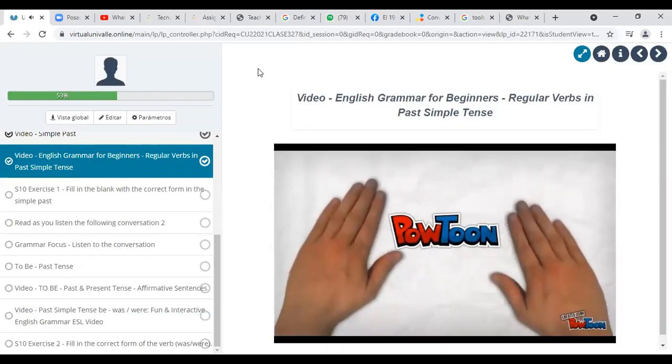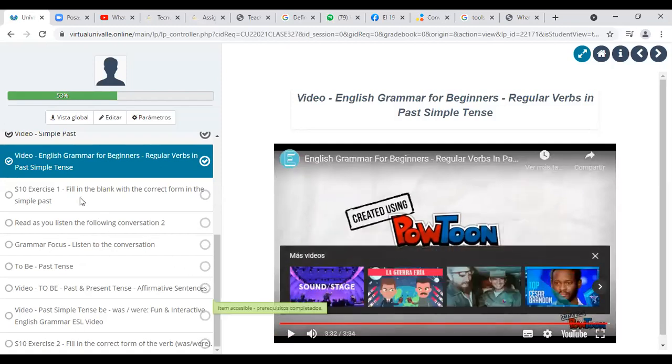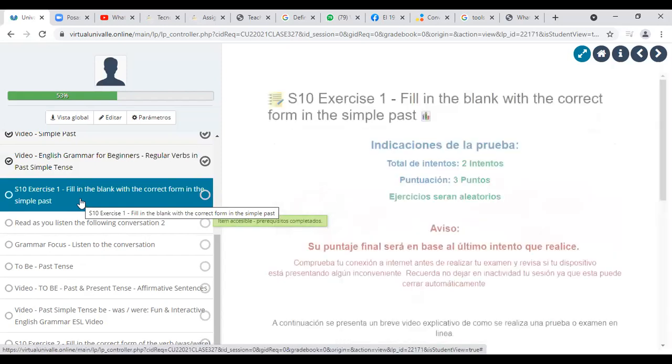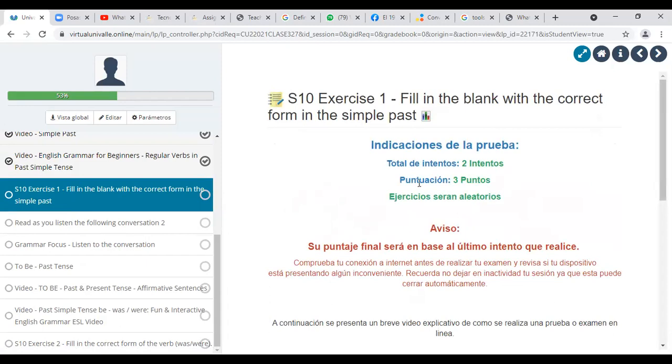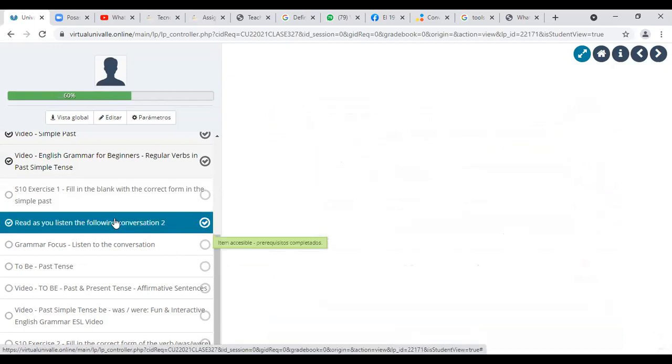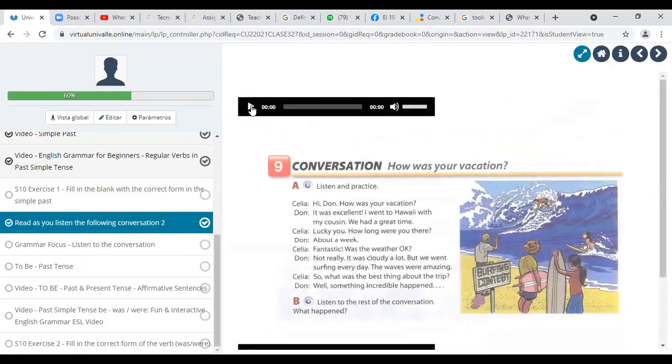Okay, so that was a grammar explanation about the usage of verbs in the simple past. So in here you will have an evaluated exercise. You're gonna fill in the blank with the correct form in the simple past. This exercise goes for 3 points, okay? Also, you will have another conversation. You're gonna listen to a track and then practice this conversation between Celia and Don, talking about how was your vacation.